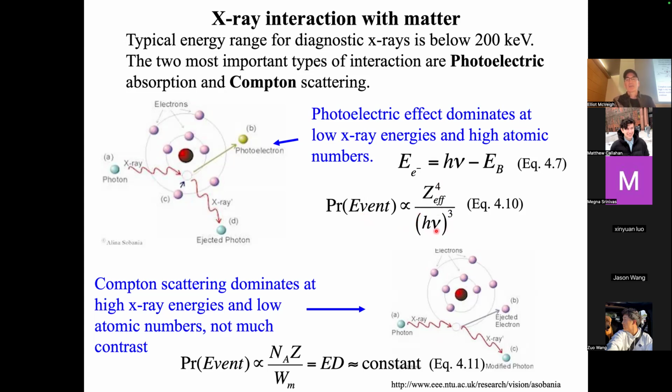Also, as the energy of the incident photon goes up, the photoelectric effect goes down in terms of its relative frequency. Remember, this is the probability of that thing getting absorbed.